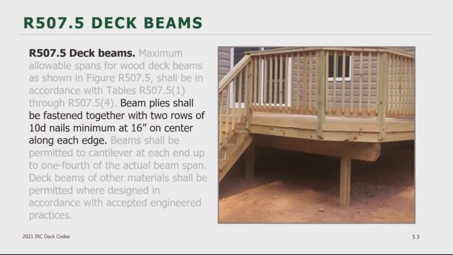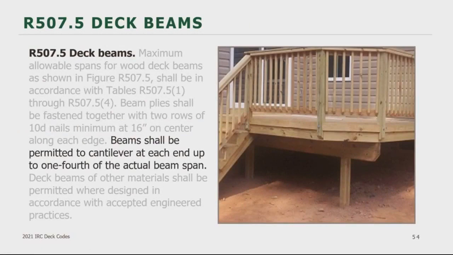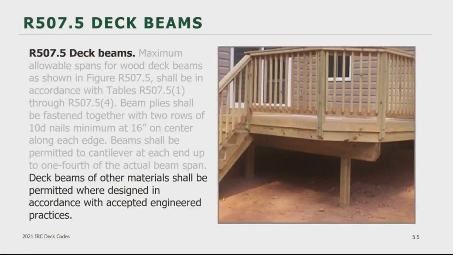I mentioned this earlier, but beams are permitted to have a cantilever on each end up to 1/4 of the actual beam span. And remember that beam span is measured from the center of the post to the center of the post, or center of bearing to center of bearing. And finally, if you have a beam span or a beam that doesn't fit into one of the tables provided, you will have to use engineering analysis to determine that beam's size and span.